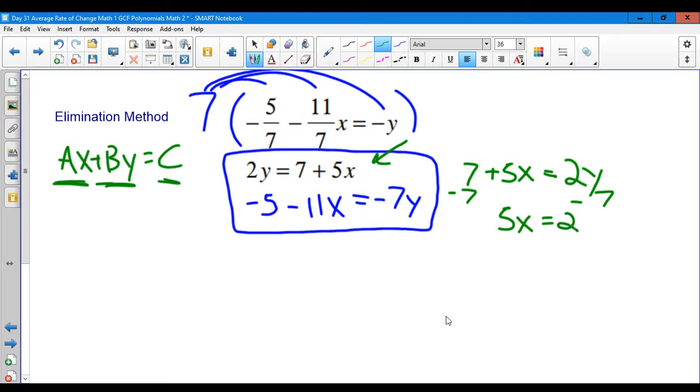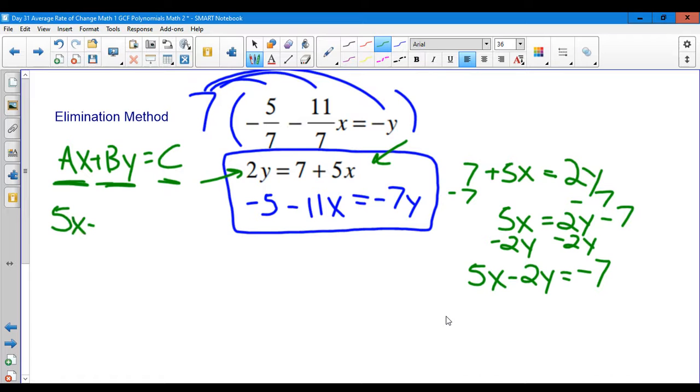I could have taken care of the y first and subtracted the 2y and moved it to the other side, but now I'll do that. So now this equation has become, and our job now is to get this other equation into standard form.